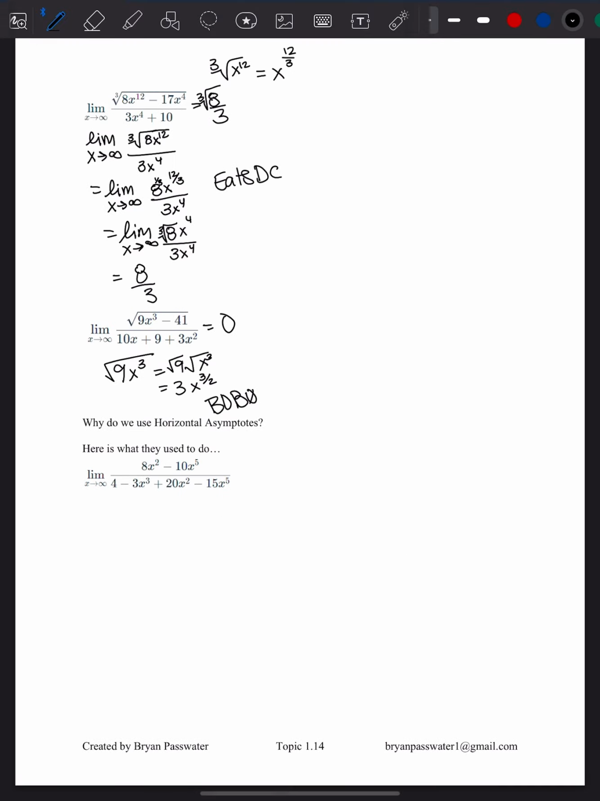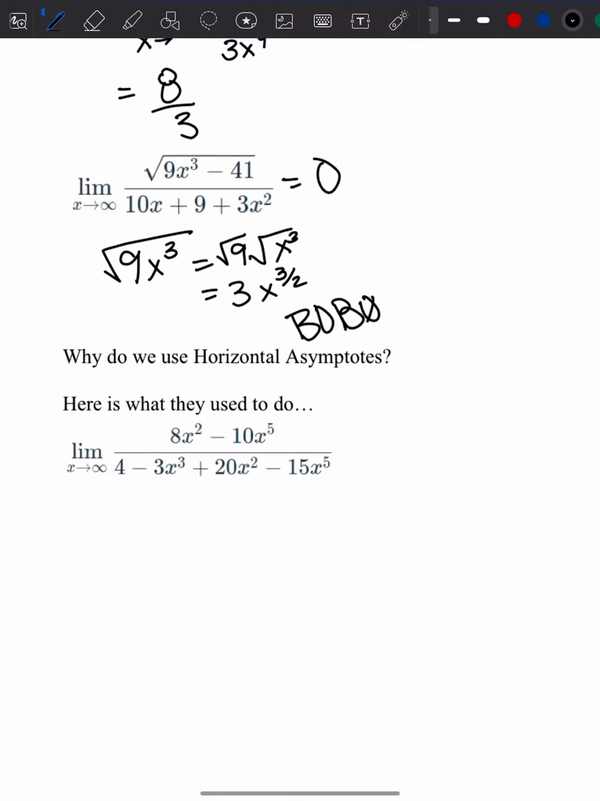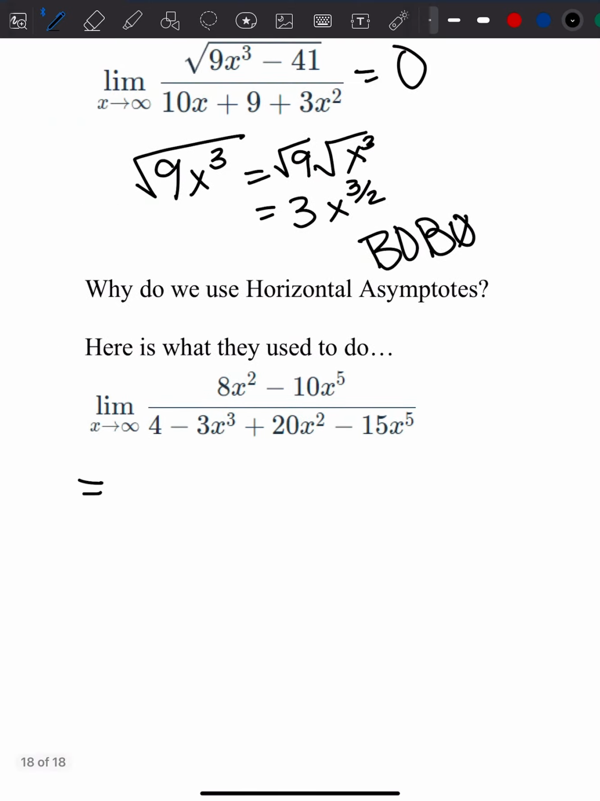So we like these methods, even though some of them are a little bit tricky and may require some extra thinking. These are faster. So why do we want to use horizontal asymptotes? Well, here is what they would have done a long time ago. In order to get an answer to a problem like this, they would have had to look for the highest exponent possible out of everything. In this case, there's 5 on top and bottom, but if there was only one on top or bottom, it would still be 5.